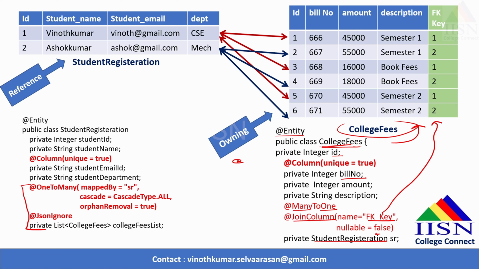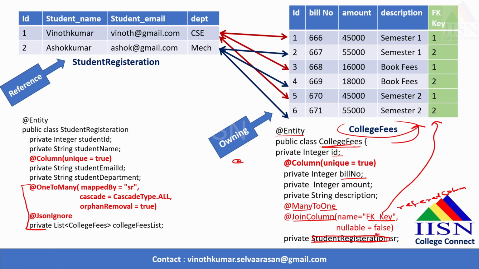In the join column we mention the column name, but we need to make a reference. There is another property called reference column name. Here I have not included this reference column name. If you do not include it, it is not specified which field it needs to refer to. That is what we give in the reference column name. If I do not give it, it automatically injects the primary key field which is there in the student registration.